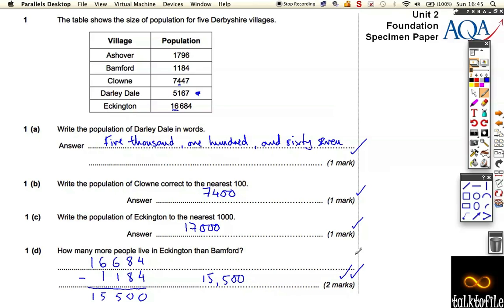Okay, fairly straightforward first question, just some number work.